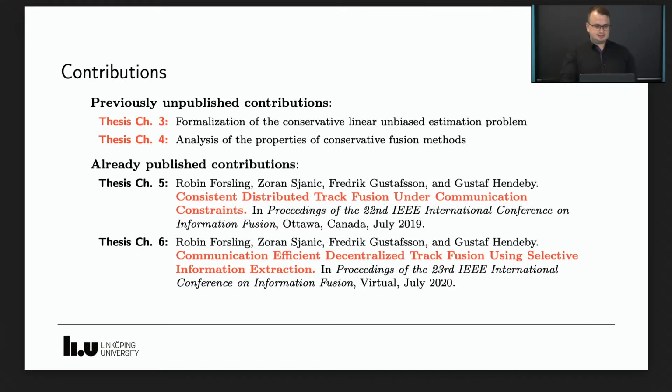So the thesis can be separated into one part with unpublished work and one part with already published work. In thesis chapter 3, we formalize the conservative linear unbiased estimation problem. And in chapter 4, properties of different conservative fusion methods are analyzed. Then we have chapters 5 and 6, which are adapted versions of two conference papers, both presented at Fusion.